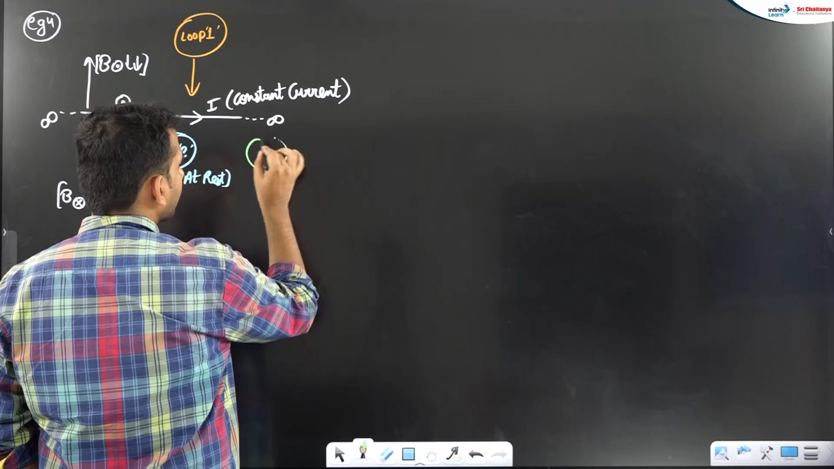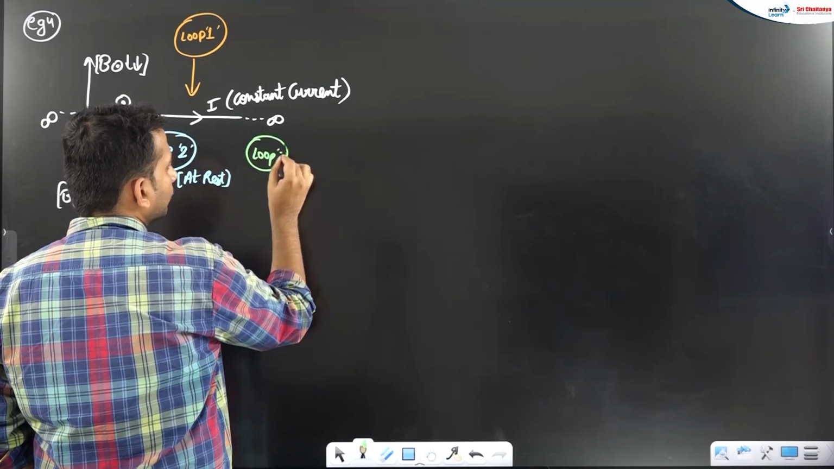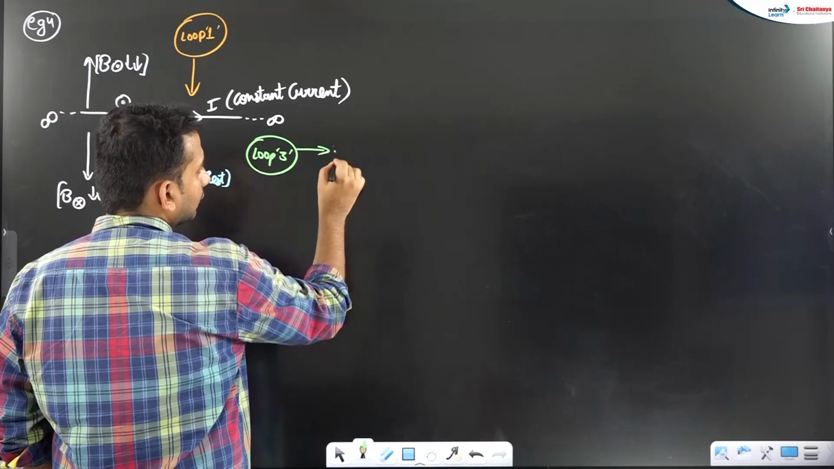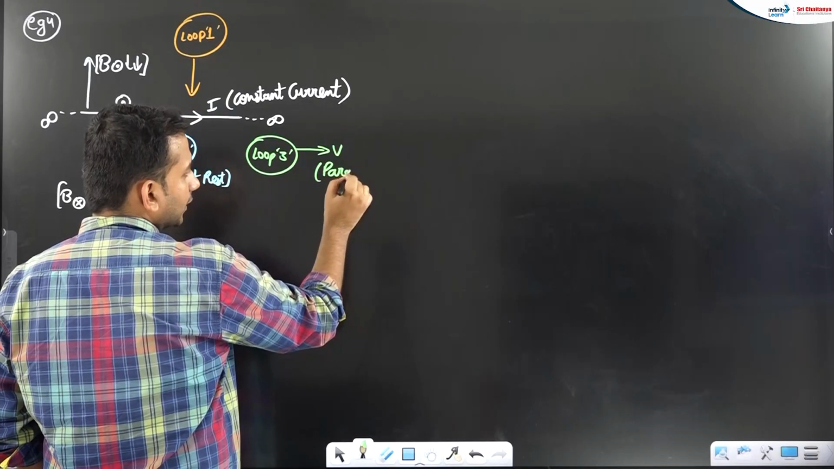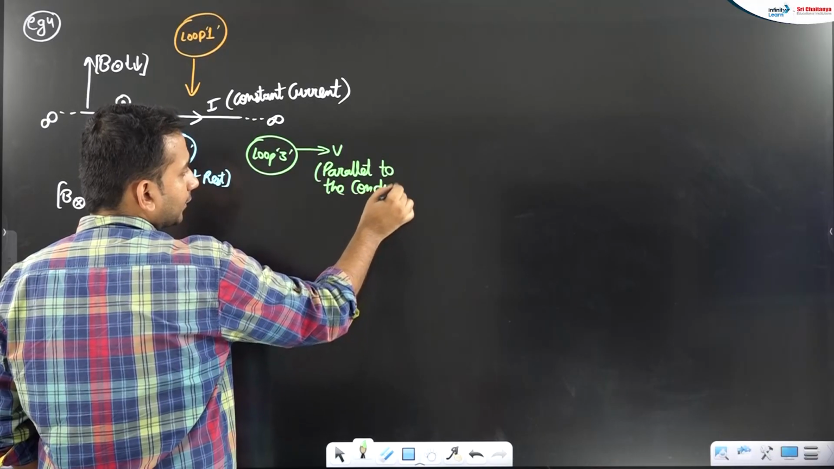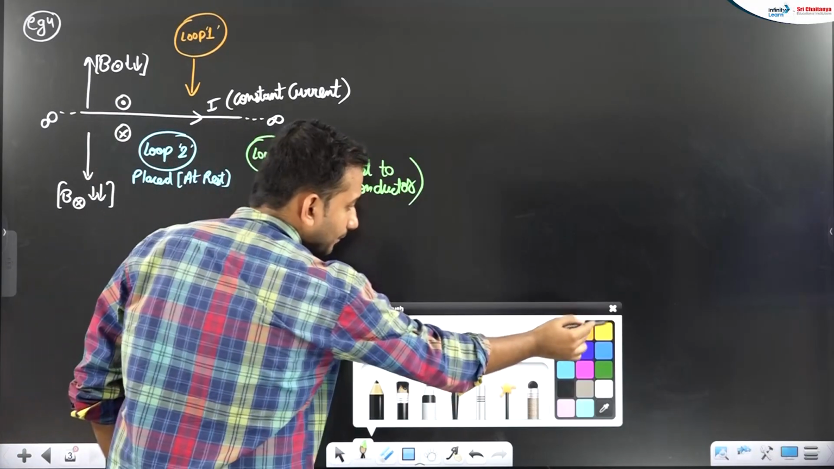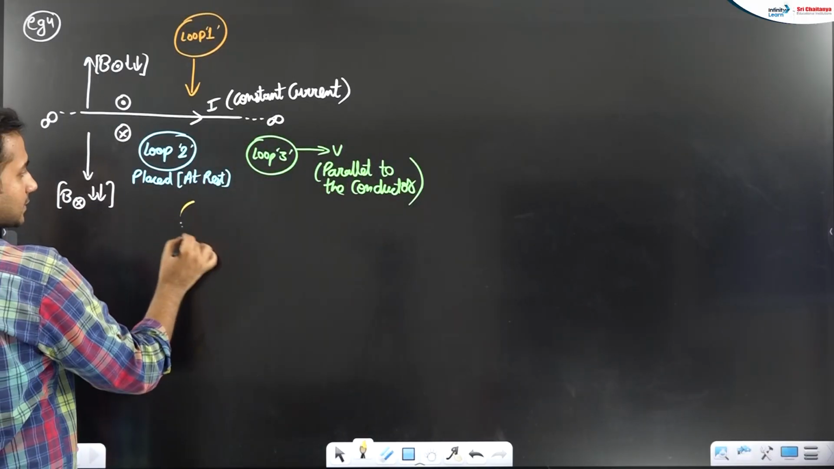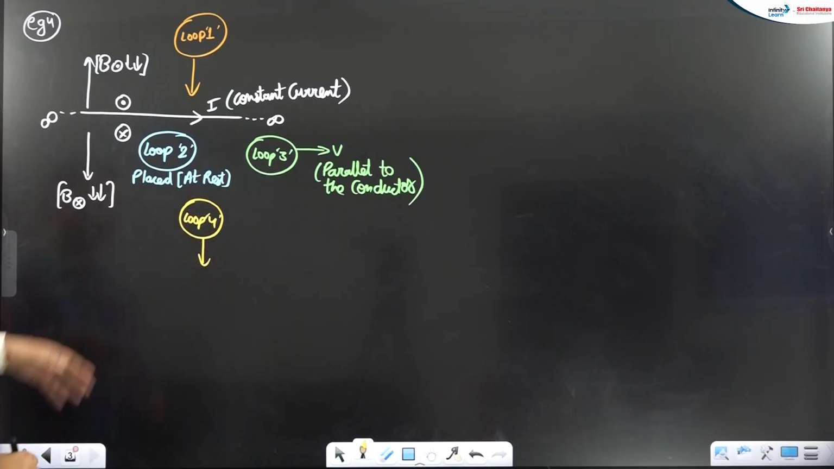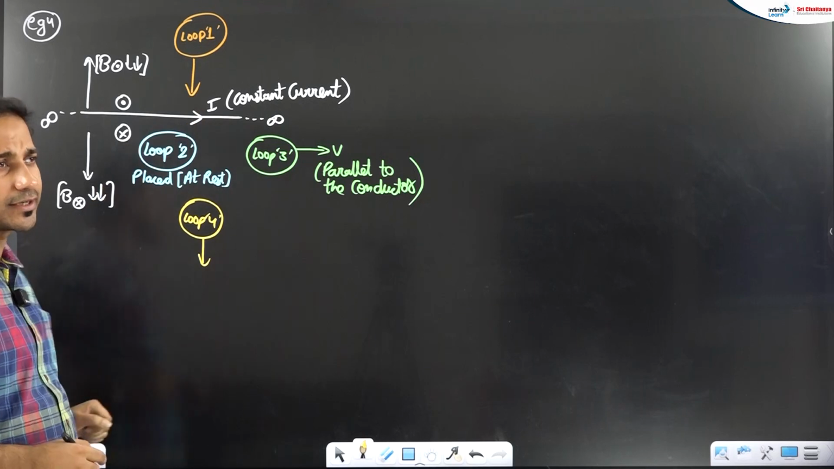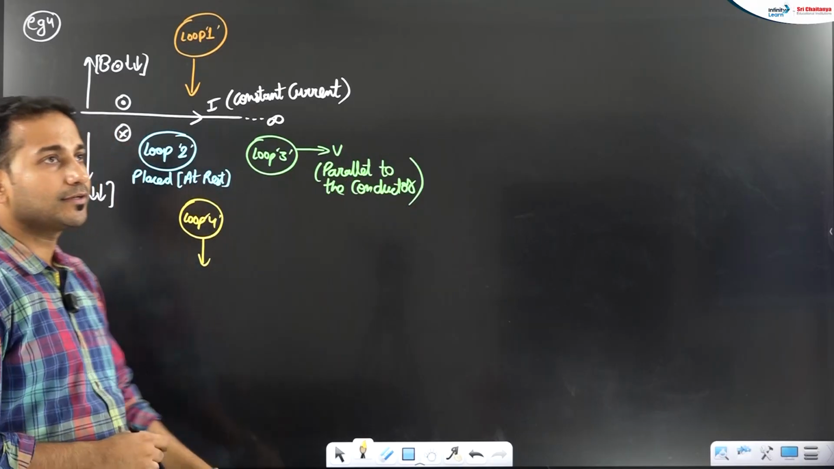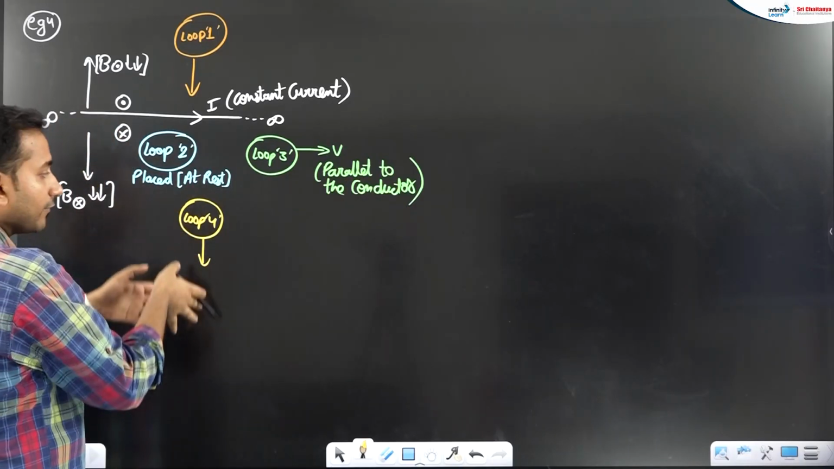Loop 3 is moved parallel to the current carrying conductor. And loop 4 keeps on going away from the conductor. So loop 1 is moving towards the conductor, loop 2 is just placed at rest, loop 3 is moved parallel to the conductor, and loop 4 is moved away from the conductor.